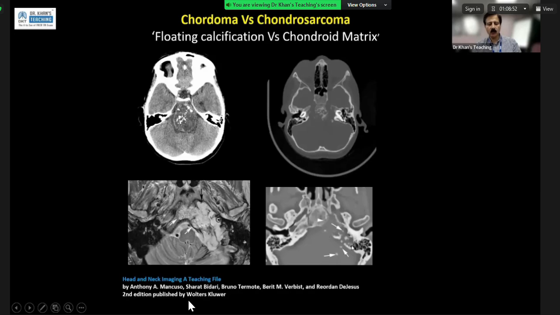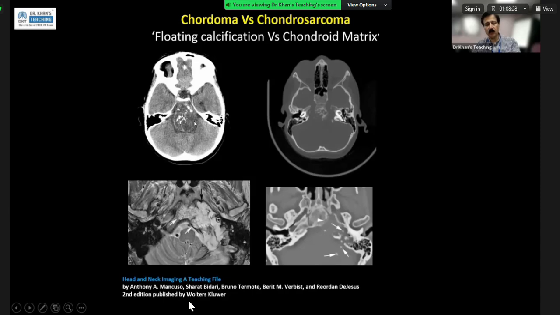The chondrosarcoma, on the other hand, can have chondroid matrix. So indirectly, it looks similar to our eyes as this one, which was liquefied bone. So the key differentiating point is that it is off center and chordoma is here.